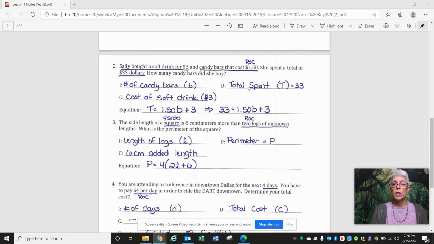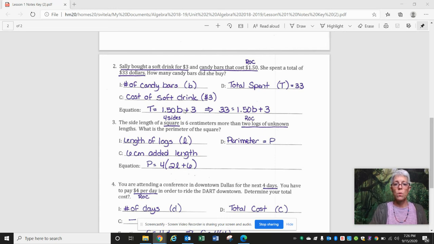The D, which is the dependent variable, is the total spent. We'll call it T. And they already told us that it's going to be $33. So we don't need to put a capital T into the equation. We can just say $33. The cost of the soft drink is $3. And that's the constant. That's what's not going to change.